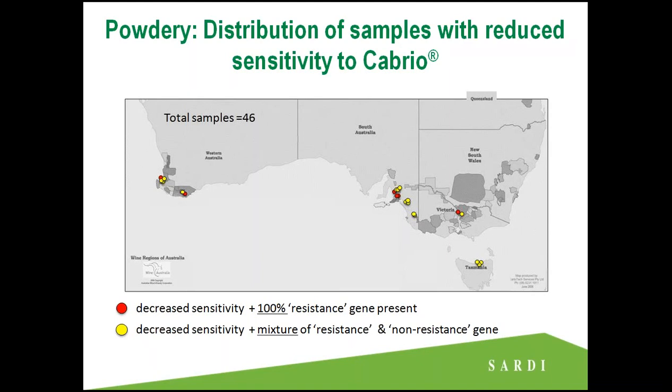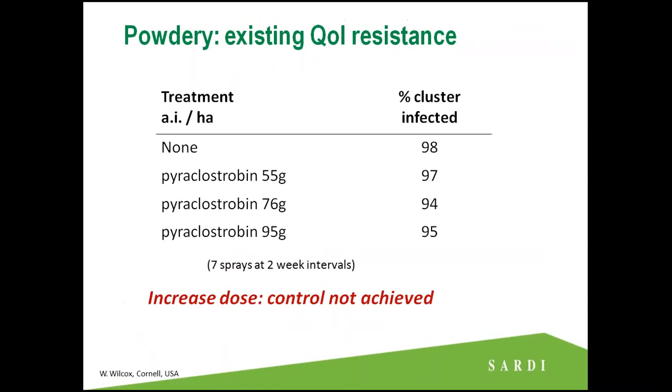So what does that mean? If one cell has 50% sensitive copies of the gene and 50% resistant copies of the gene, is that going to be resistant or not? These are questions that we don't know the answer to, and I think they're going to be important to understand in the future to be able to control disease for you in the field.